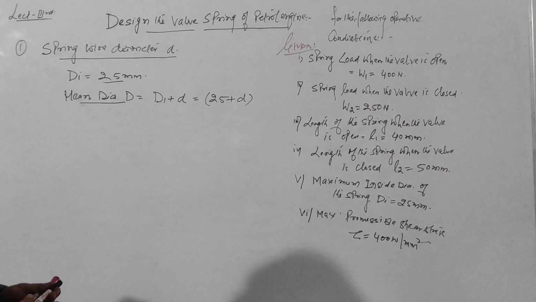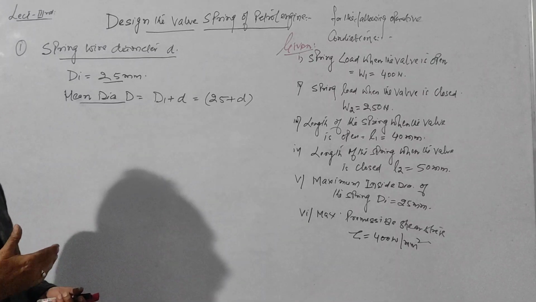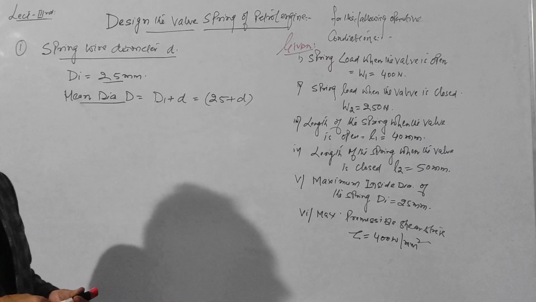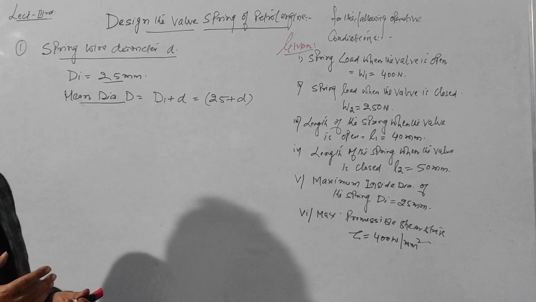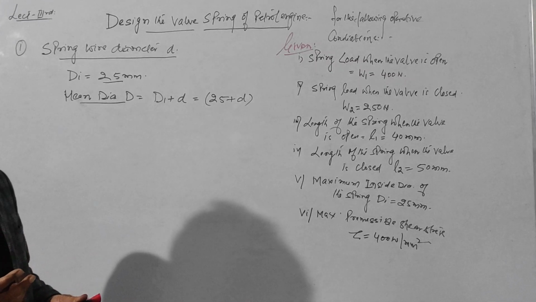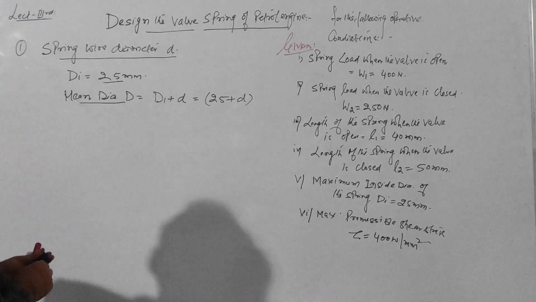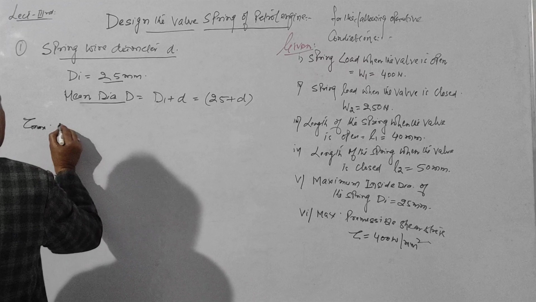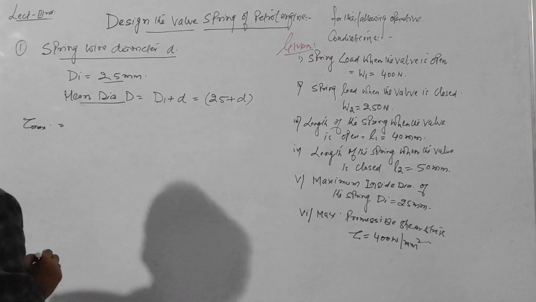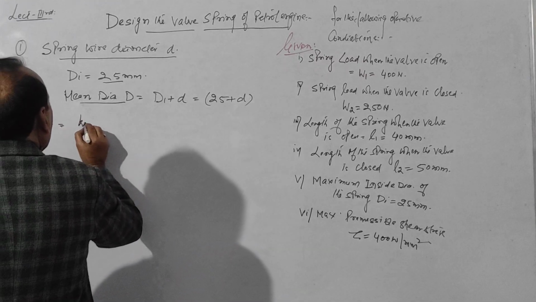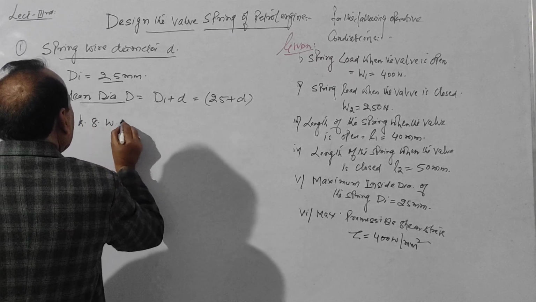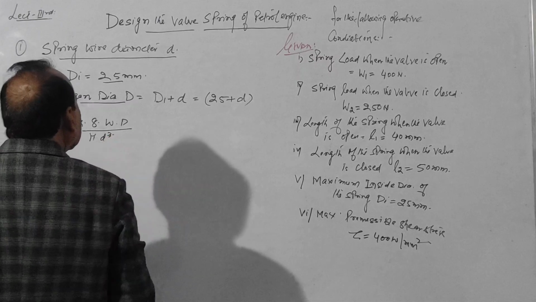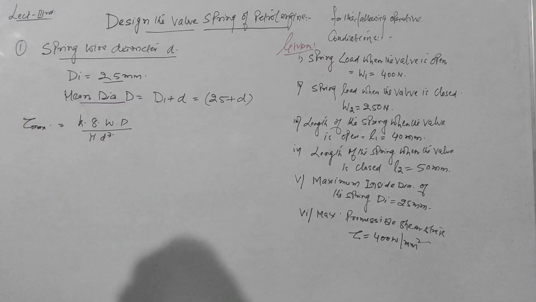Suppose in the last problem, where I designed the compression helical spring, the diameter of the spring that we calculated from the shear stress formula. Kahan se kiya tha hamne? Ye formula istemal kiya tha: tau max is equal to K into 8WD by pi d cube, right? This is the formula we have used.